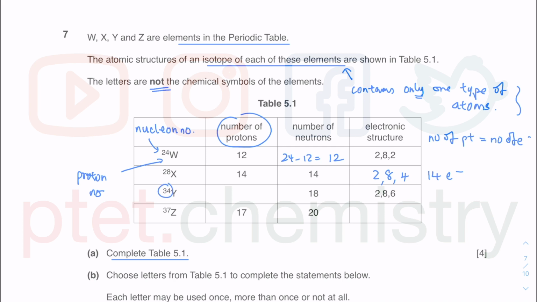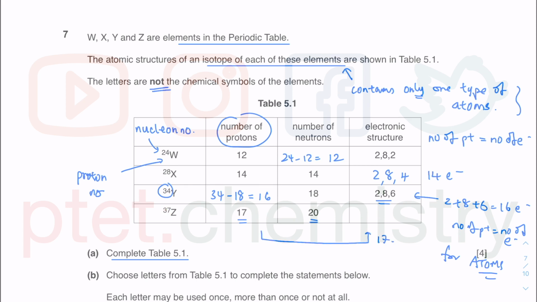Next one, you have 34 up there. So 34 minus 18 will give you the proton number, which is 16 protons, because 16 protons plus 18 neutrons give me 34 nucleons. I can also do that from 2 plus 8 plus 6, which is 16 electrons. Number of protons equal to number of electrons for atoms. Last but not least, 17 plus 20 will give you my nucleon number, 37. My electronic structure will be 17 electrons, so it's 2, 8, and 7. 2 in the first shell, 8 is full in the second shell. Go to the third shell, 2 plus 8 is 10. I need 7 more to reach 17 electrons.